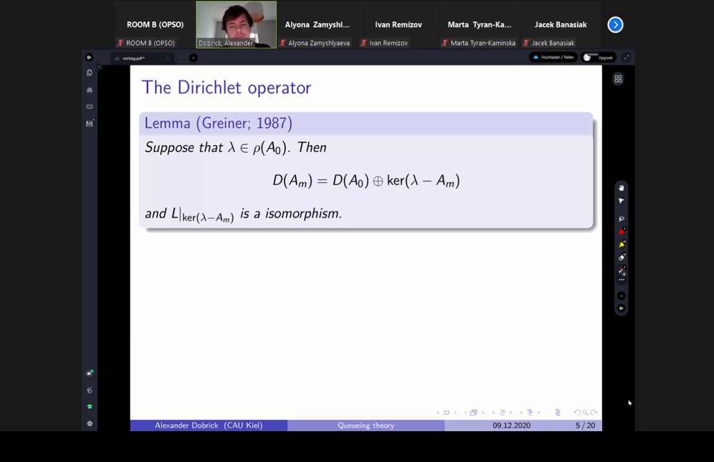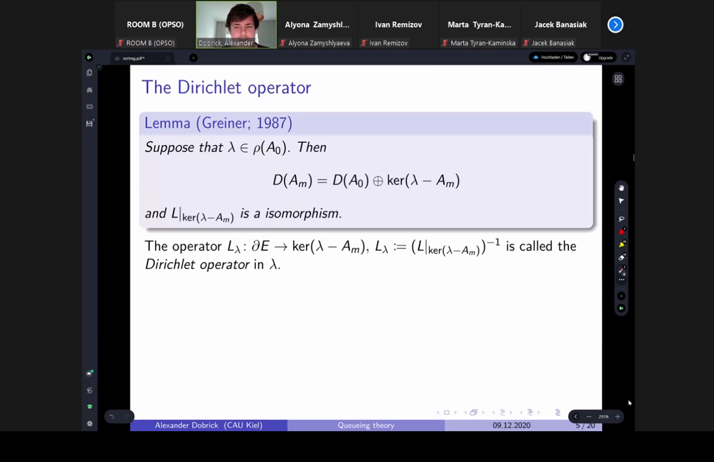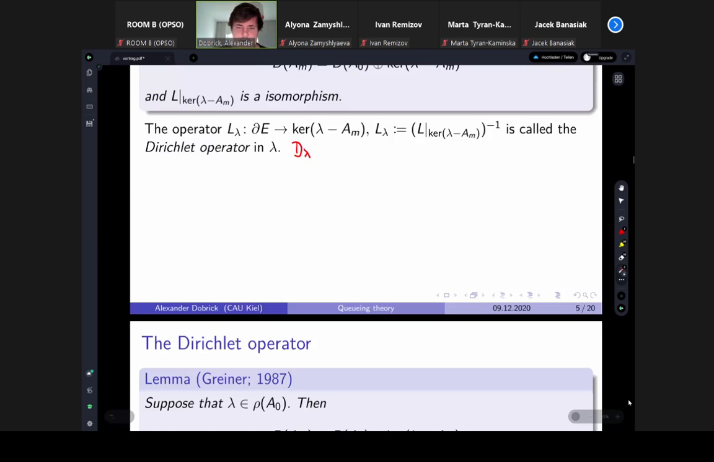And now, this theorem from Greiner from the paper mentioned in the talk before is important for the theorem. Basically, it says if we have a value of the resolvent set of A naught, then the domain of the maximal operator decomposes into the domain of A naught and the kernel of that operator here. And if we restrict L to this kernel, then it's an isomorphism. And as already seen before, we can invert this isomorphism, and this is called the Dirichlet operator. Here again, I think it was D lambda in the talk before, not quite sure. But this is this operator we have already seen.